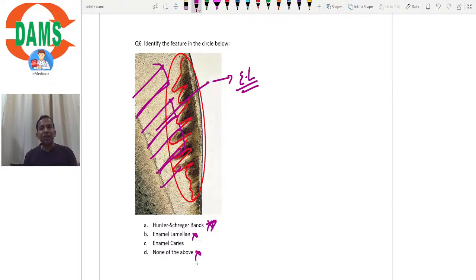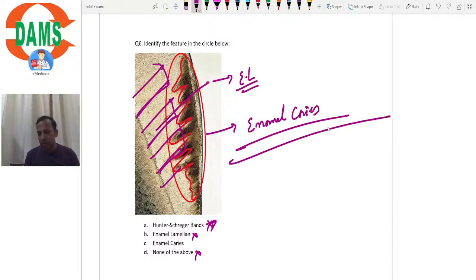So what is it? It is actually enamel caries, right? This is enamel caries. The caries which is confined only in enamel. The demineralization is progressing from the surface towards the DEJ, right? And hence the appearance.